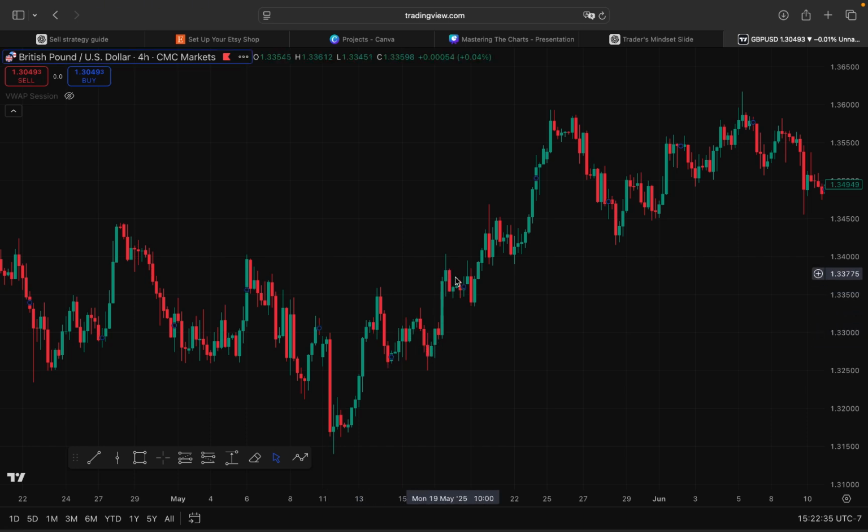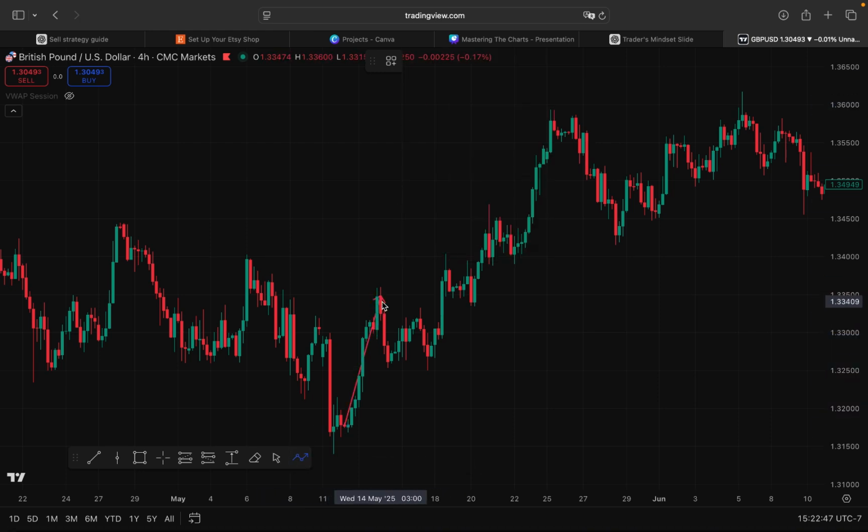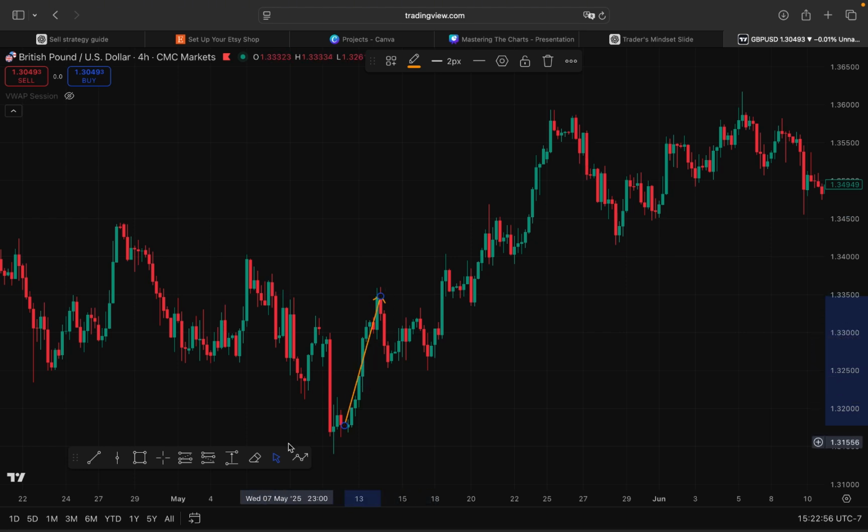Here, let me try and draw it out for you. Impulse. I'll make the impulses red. We'll go down. That's not a good color. Let's change that to something gold. It's kind of hard to see, but you get the idea. We have this, then we have this correction, right? This correction.